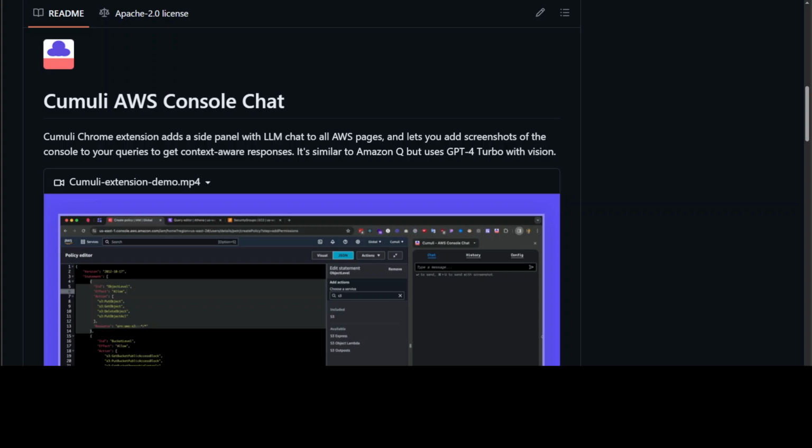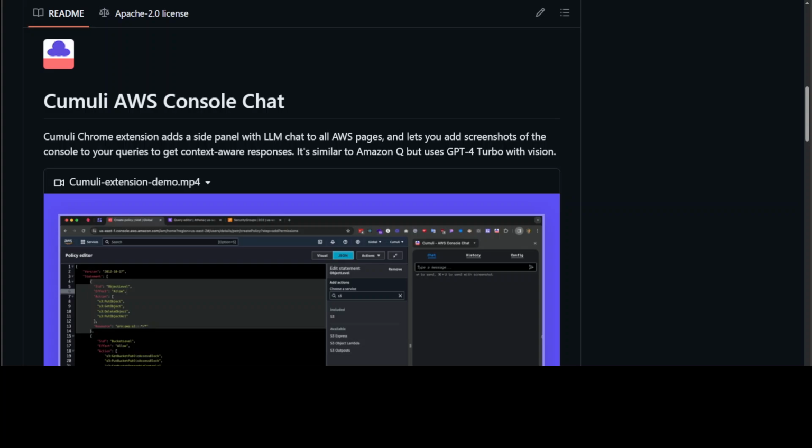Now this is just a choice. If you want to use AWS's own service, be their guest. But if you are really a huge fan of ChatGPT, then you can use this Cumuli Chrome extension. Of course, if you want to use Cumuli, you need to have a paid OpenAI account, which means you would have to pay $20 per month plus the cost of input and output tokens. And I'm not sure how much your usage would be, so the cost really could blow up.